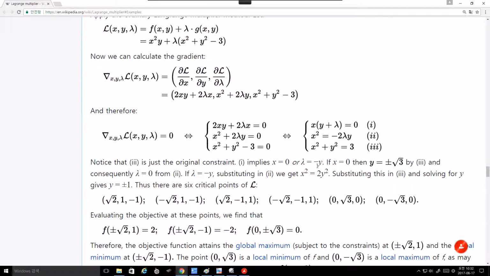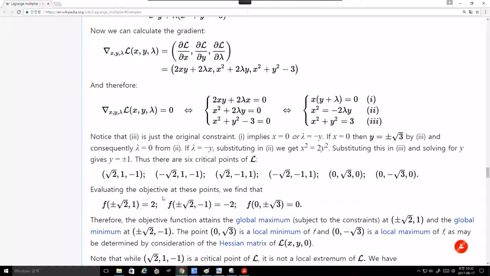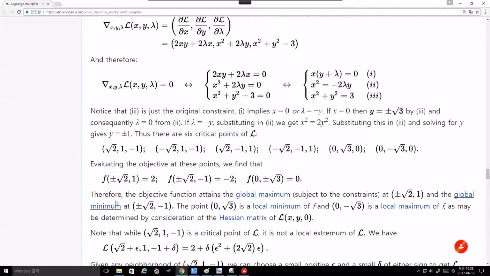Now we can find the solution, so we can find the critical points. We have 6 critical points over here. If we solve for the 6 critical points and evaluate the objective at these points, we find that for this point it is 2, for this point minus 2, at this point 0. Therefore, the objective function attains the global maximum subject to the constraint at this point.